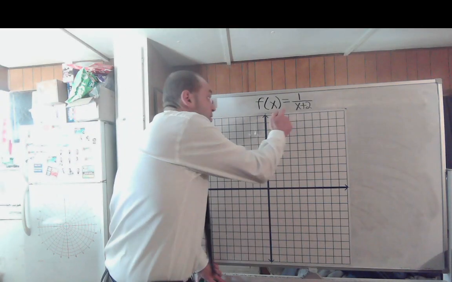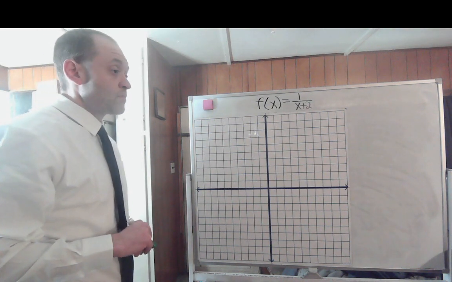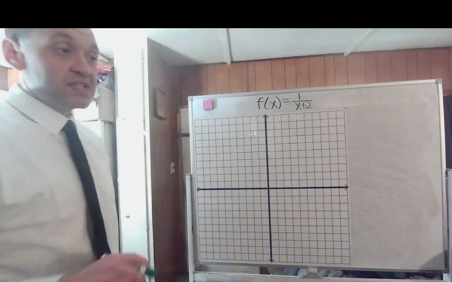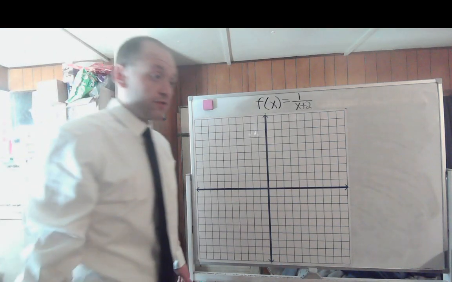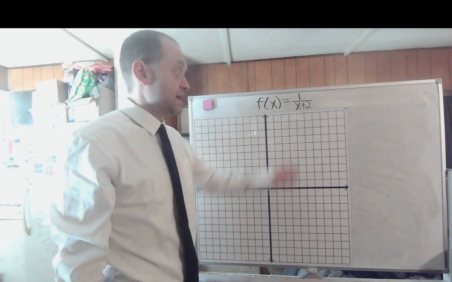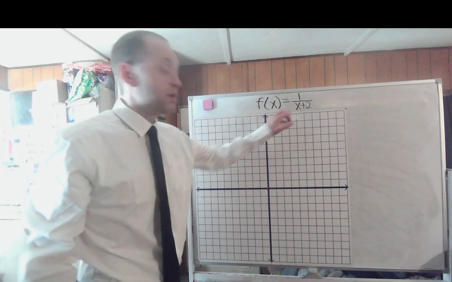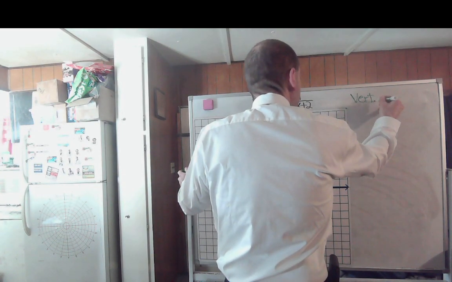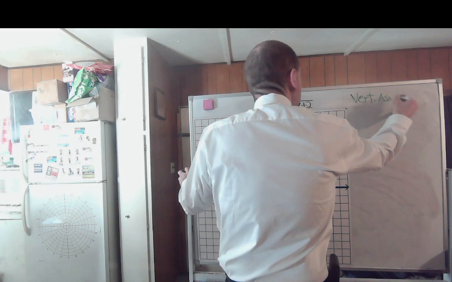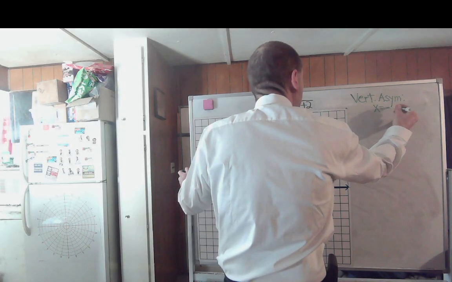So here you have f of x equals 1 over x plus 2. Well, I'm going to say first we go for the vertical asymptote. That of course occurs when you would get a denominator equal to 0. Well, x plus 2 equals 0, that would give you x equals negative 2. So you have a vertical asymptote that's going to be found at x equals negative 2.